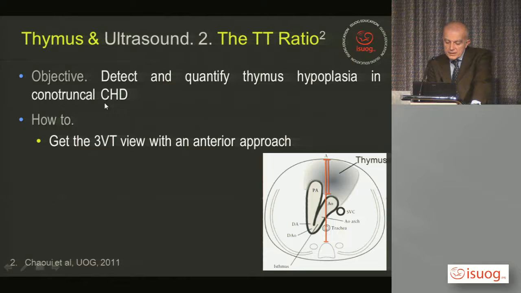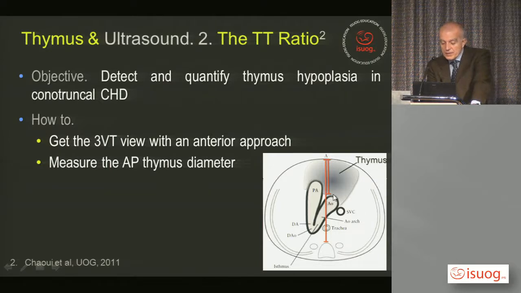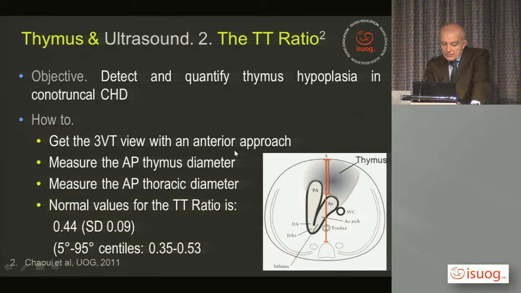Get the three-vessel and trachea view. This is his original drawing here. Measure the anterior-posterior diameter of the thymus up to the anterior aspect of the aortic arch here. Measure the anterior-posterior diameter of the thorax between the sternum and the body of the rib. And the normal values are 0.44, with a standard deviation of 0.09, which give a 5 to 95 centiles of 35 to 53.